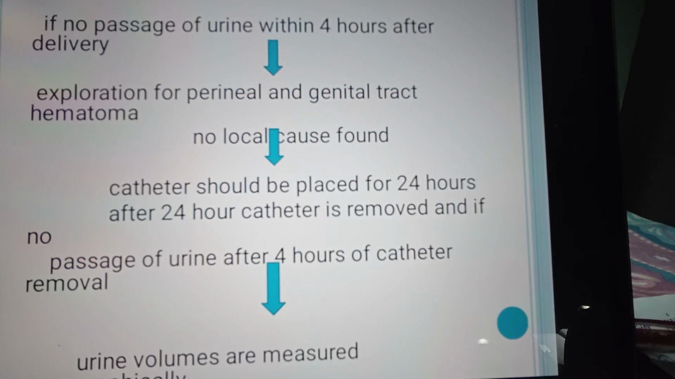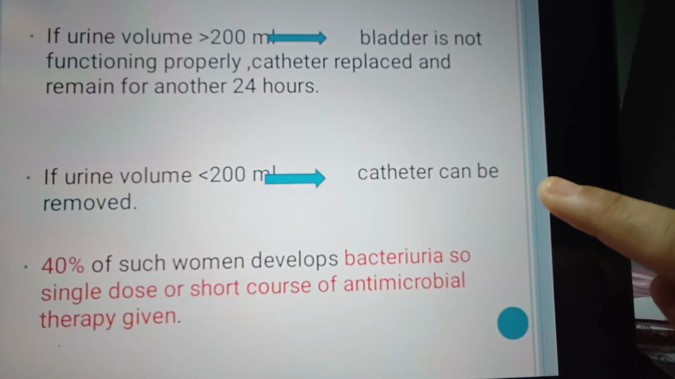तो अगर 4 आवर्स में पेशेंट ने यूरिन पास नहीं करा है तो हम उसको एक कैथेटर लगाएंगे 24 आवर्स के लिए. 24 आवर्स के बाद में हम पेशेंट का कैथेटर रिमूव करते हैं, फिर उसके 4 आवर्स के बाद में फिर देखते हैं पेशेंट ने यूरिन पास करा है या नहीं करा है. And if the patient is not passing urine, then what do we do? We measure her urine volumes through USG.